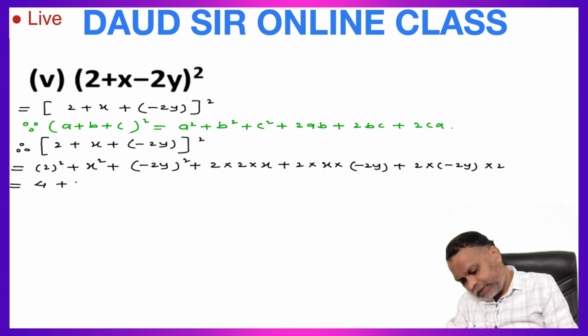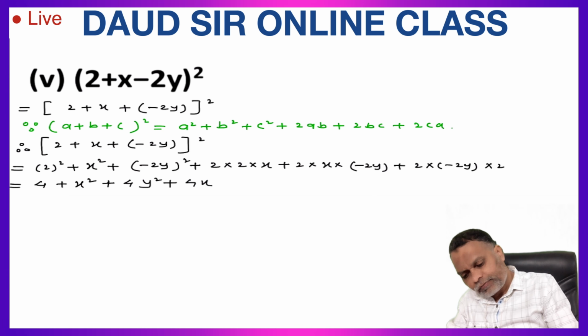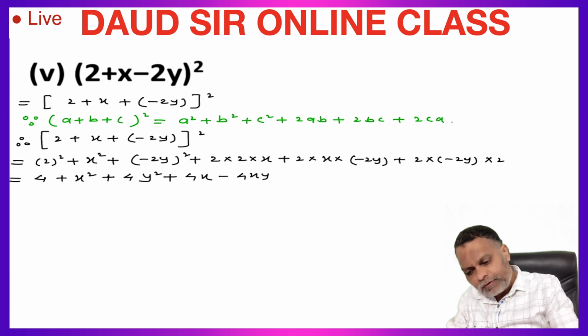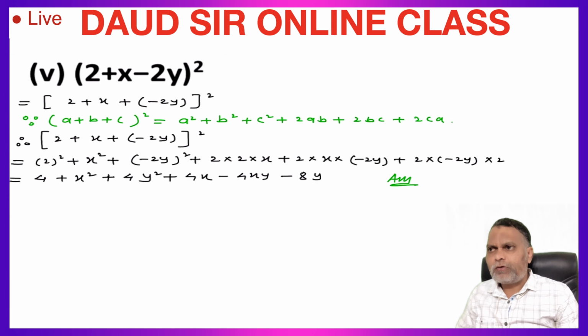2 square 4, plus x square, plus (−2y) square, 4y square, plus 2 2's are 4x. This plus times minus, 2 2's are 4xy. This plus times minus, 2 2's are 4, 4 2's are 8, minus 8y. This is the required expanded form of (2 + x − 2y) whole square.